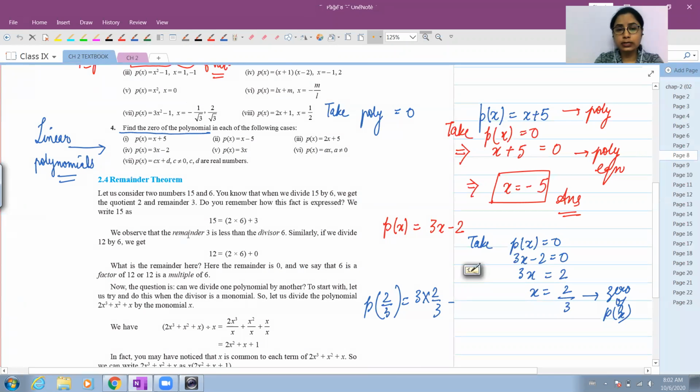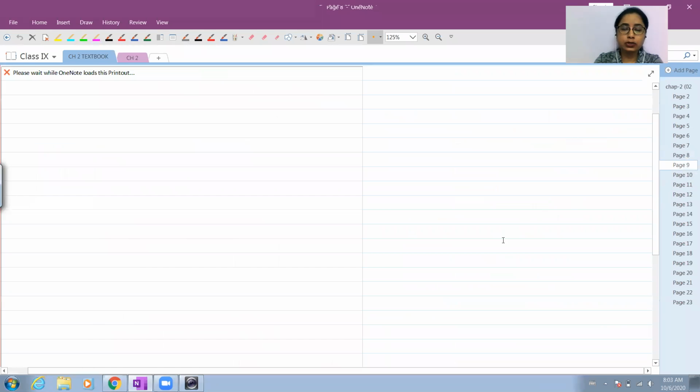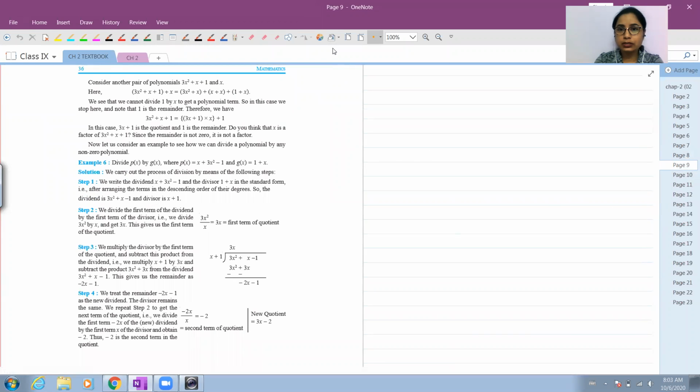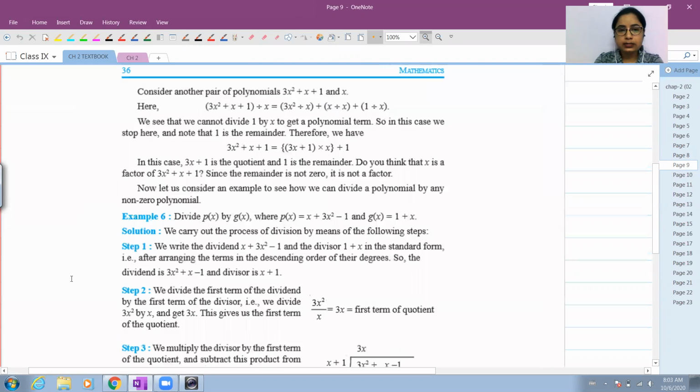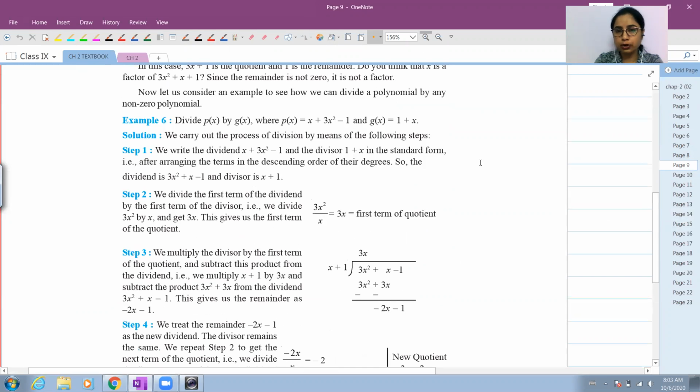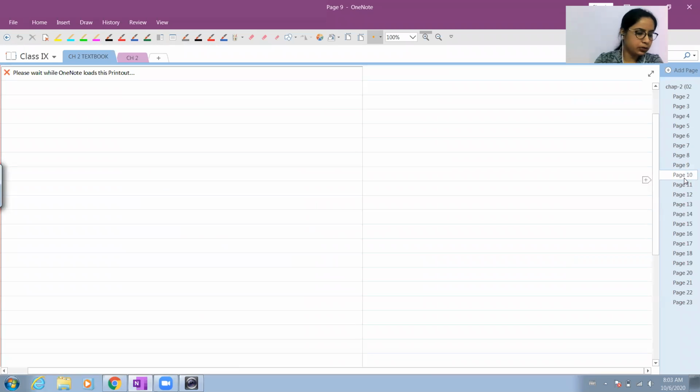So the remainder theorem actually tells us that if we carry out the division of a polynomial with a linear polynomial, you have any kind of polynomial and you divide it with a linear polynomial, what will be the remainder? So one such option is to actually carry out the division. You actually carry out the division and then see what remainder is left. As you can see there is this division done here. Example number 6, they are saying divide p(x) by g(x), and p(x) and g(x) are given to you. p(x) is a quadratic polynomial, g(x) is a linear polynomial and this is how the division has been done. And once the division is complete, you can see what the remainder is.